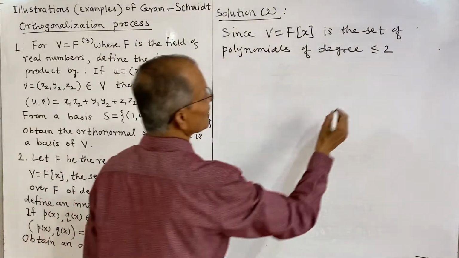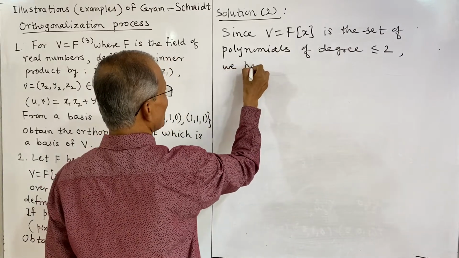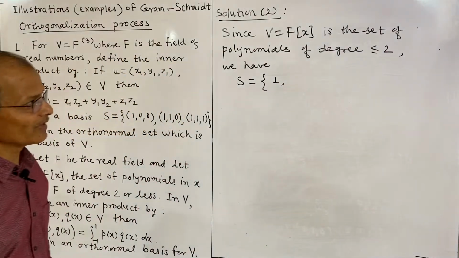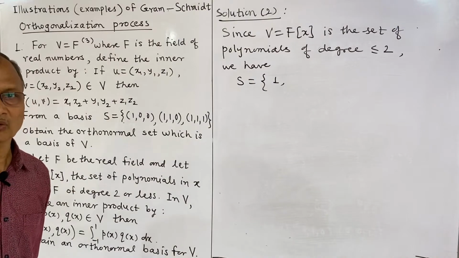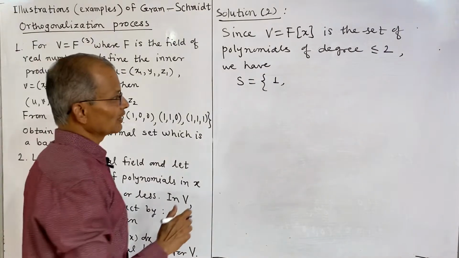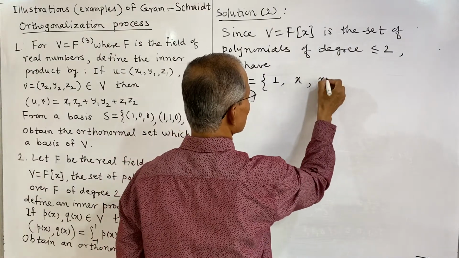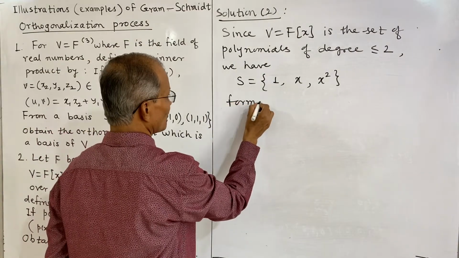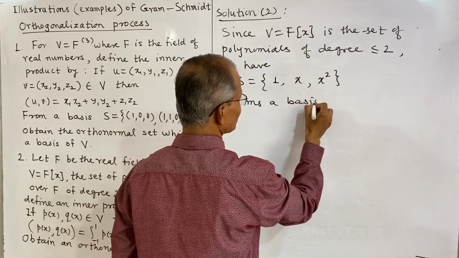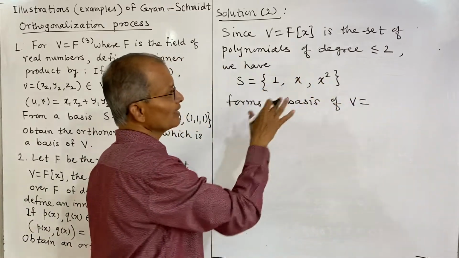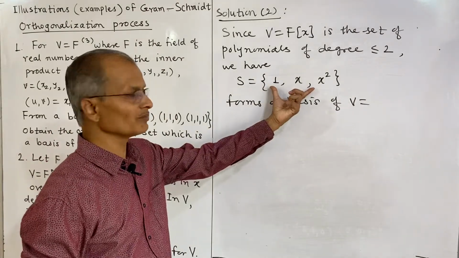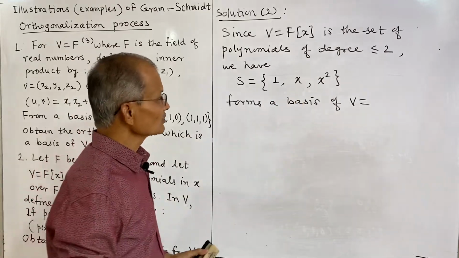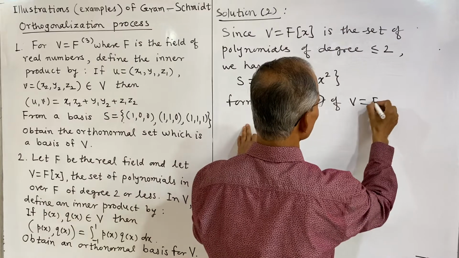we have a basis of this. We have S, a basis, which we can consider as polynomials of degree less than or equal to 2, meaning maybe of degree 0, maybe of degree 1, maybe of degree 2, and therefore the set {1, x, x square} forms a basis of V. Any polynomial of degree less than or equal to 2 can be written as a combination of these, that is, the linear span of 1, x and x square. So this forms a basis of V equal to F of x.